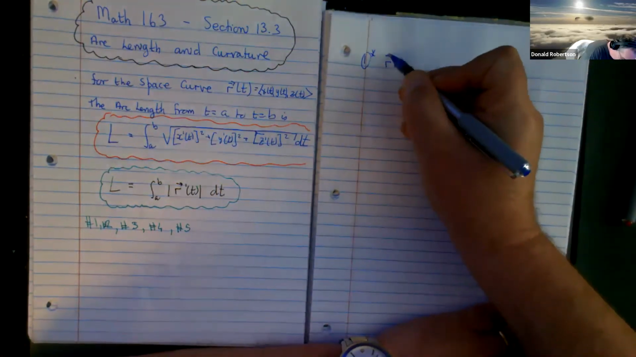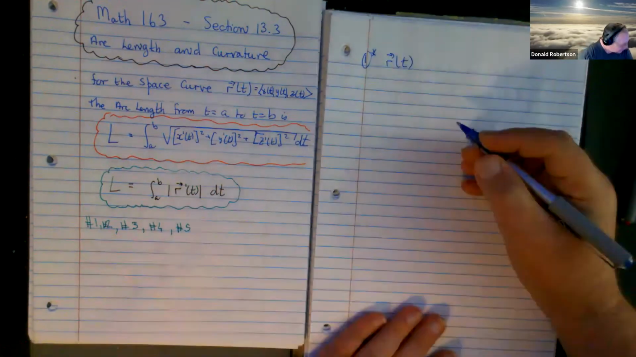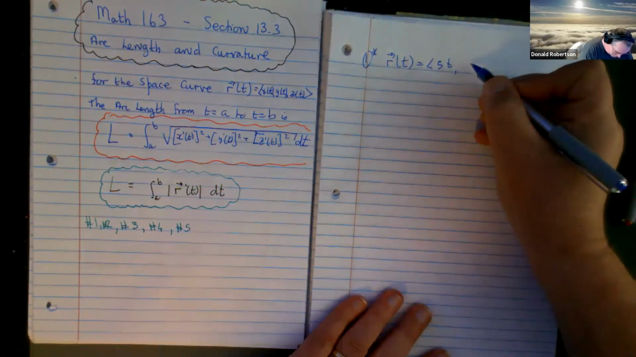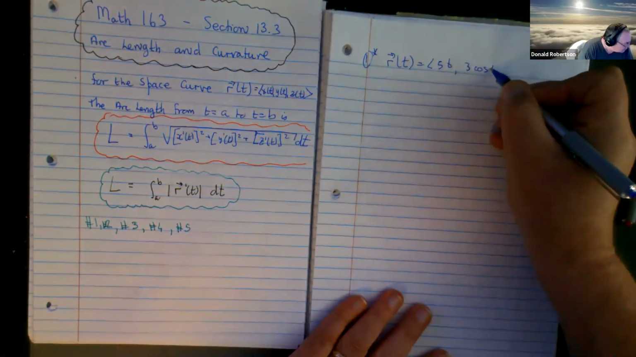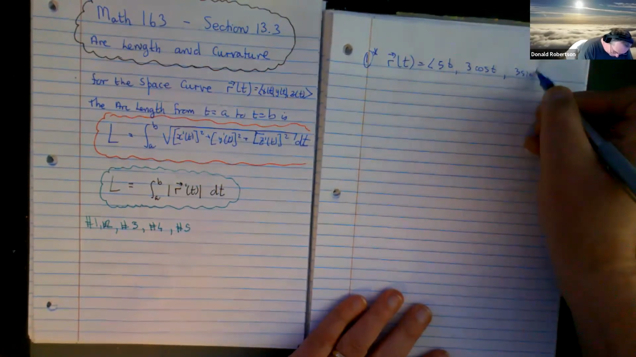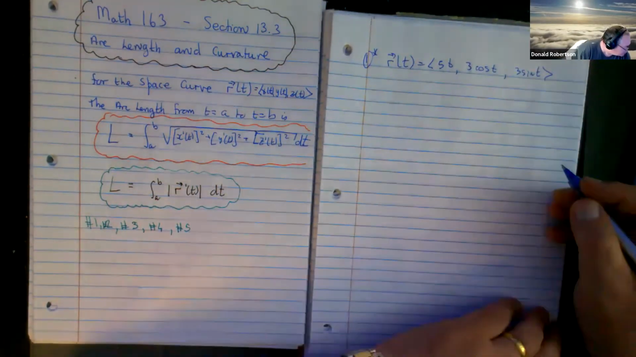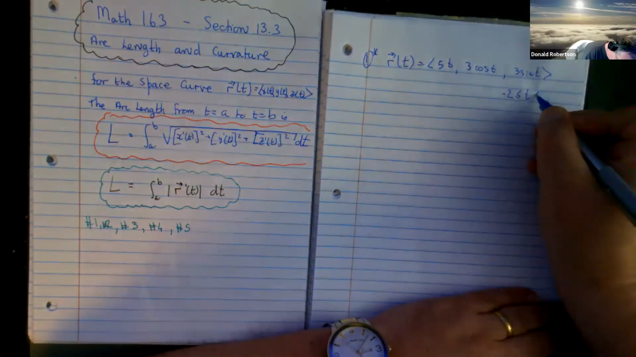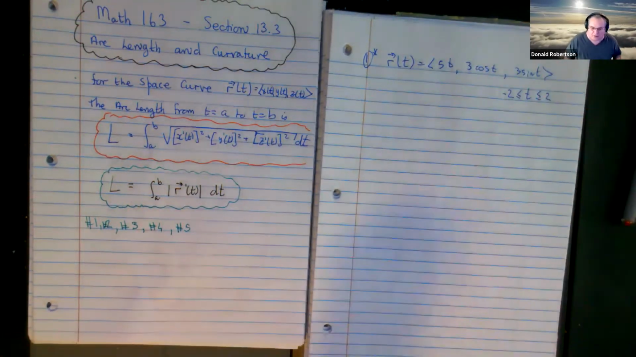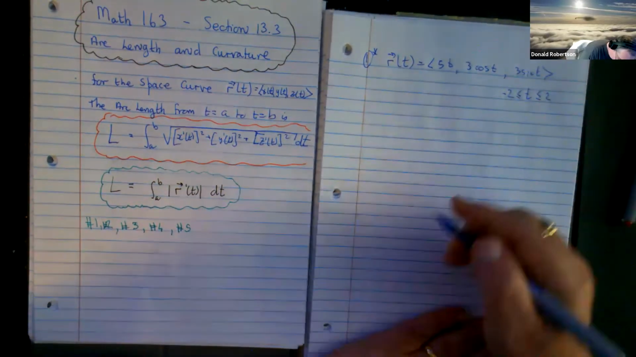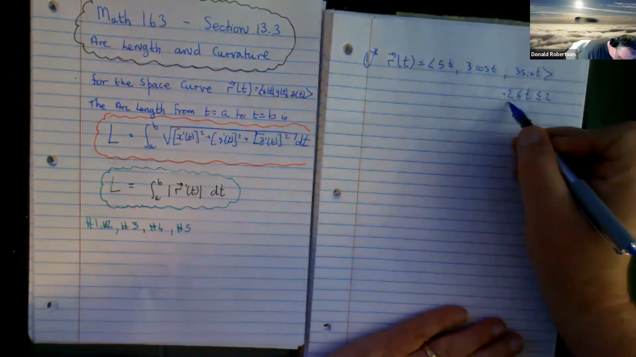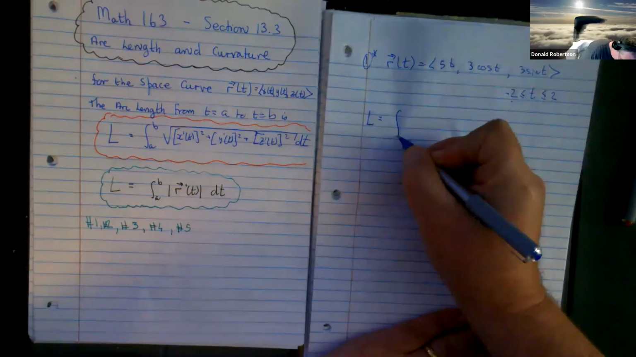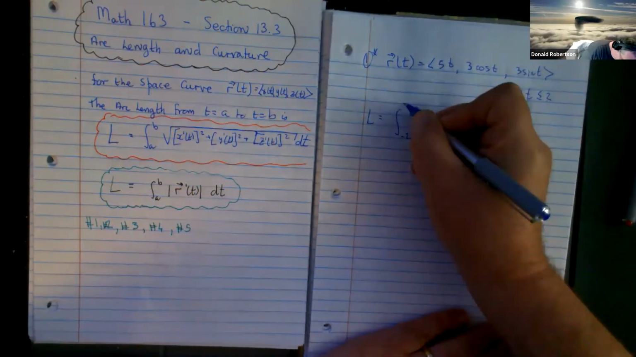An example of that would be: find the arc length of this space curve. It's 5t, 3 cosine t, 3 sine t. And we're going to be doing it from t equals -2 to t equals +2. And negative t's are allowed. Right, so I want the arc length of this space curve starting at t equals -2, finishing at t equals 2. So L, the arc length, is going to be the integral from -2 to 2.